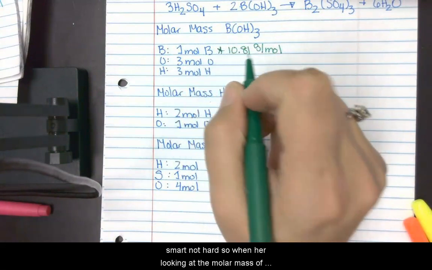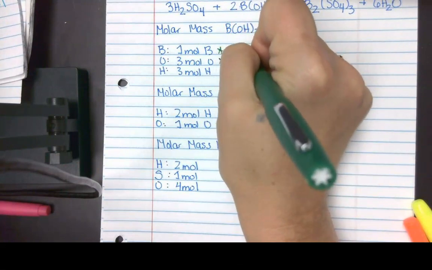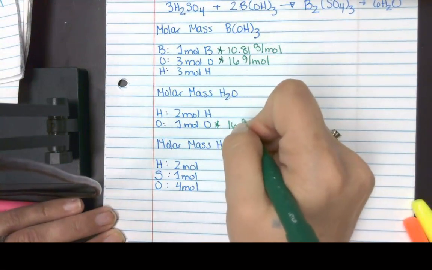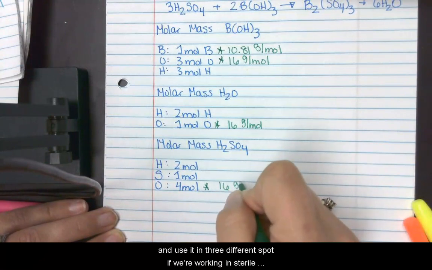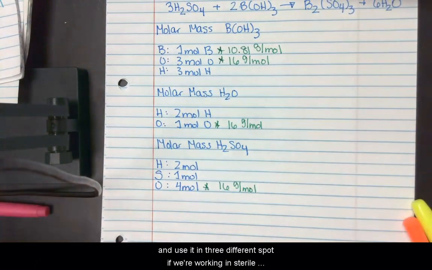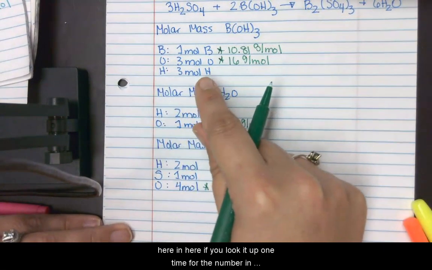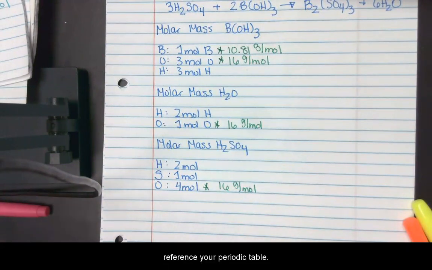So when we're looking at the molar mass of oxygen, it is 16 grams for every 1 mole. And I can put that number here, here, and here, because we can look up the number 1 time and use it in 3 different spots if we're working in serial. And that's why I always say to do all this work at one time, because a lot of the time, a lot of the numbers are going to be the same. So you're looking up hydrogen, like hydrogen's here, here, and here. So you look it up one time and you can put the number in 3 different spots instead of having to continually re-reference your periodic table.